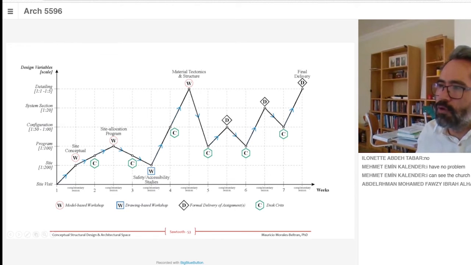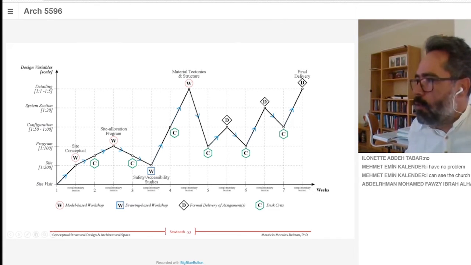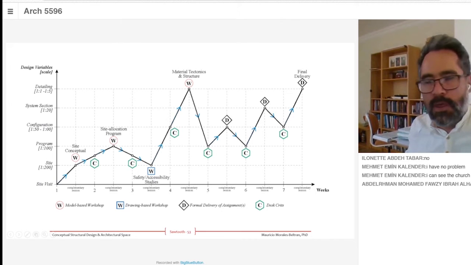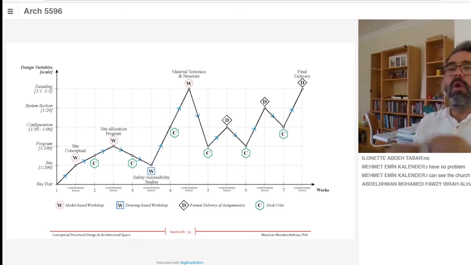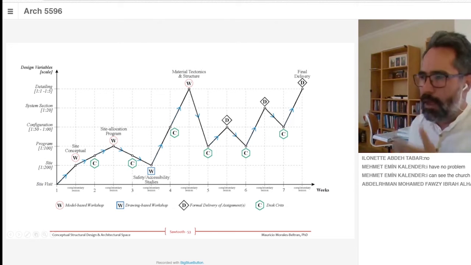So there were 4 workshops, there were critics, but there was no delivery. And then we put all the deliveries at the end. So the students were making the workshops, talking about what they did in the workshops, and then at the end we put the deliveries. And this was also a very, very drastic change.